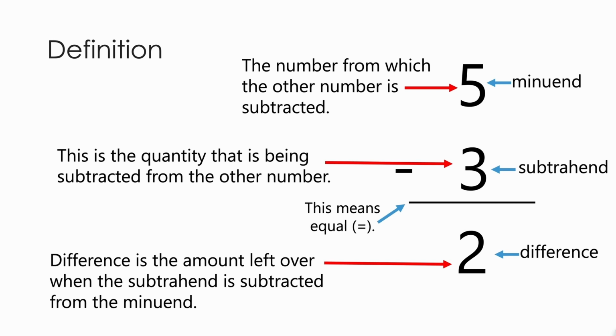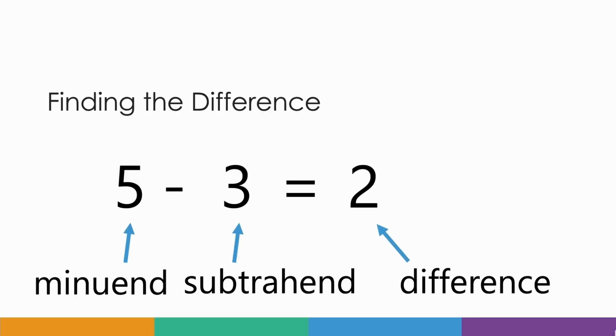5, the number from which the other number is subtracted. 3, this is the quantity that is being subtracted from the other number. The difference is the amount left over when the subtrahend is subtracted from the minuend. Finding the difference: 5 minus 3 equals 2. 5 is the minuend, 3 is the subtrahend, and 2 is the difference.